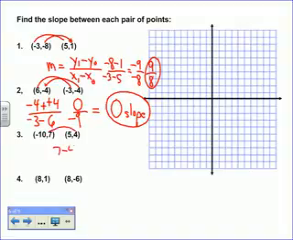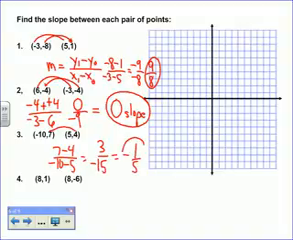7 minus 4. Subtract the y's. Negative 10 minus 5. So 7 minus 4, that's 3 over negative 15. We always want to put our slopes in lowest terms, so I'm going to say negative 1/5. That way we're consistent in the way we give our answers. So negative 1/5.